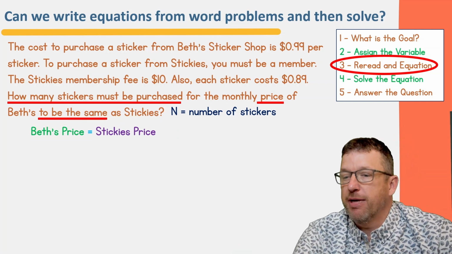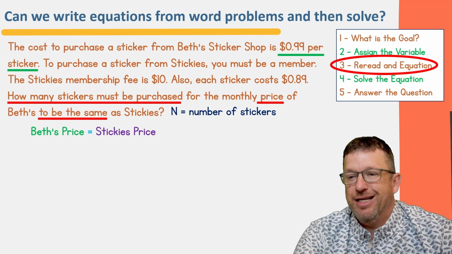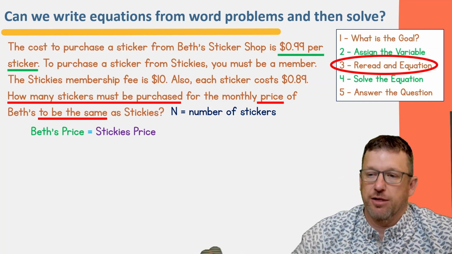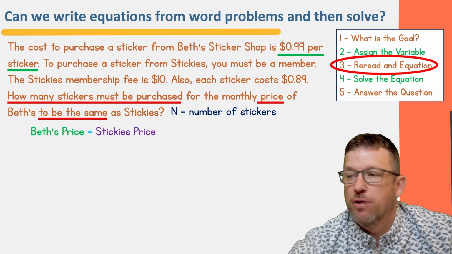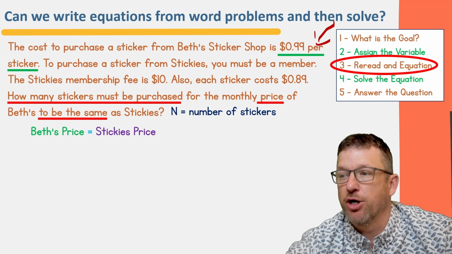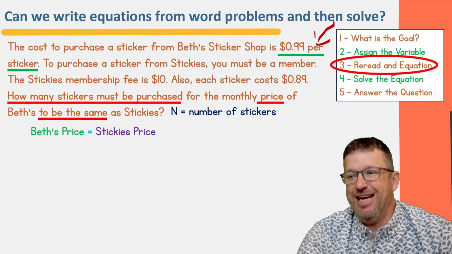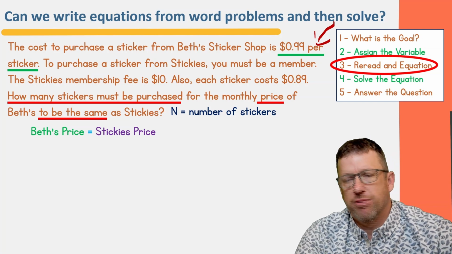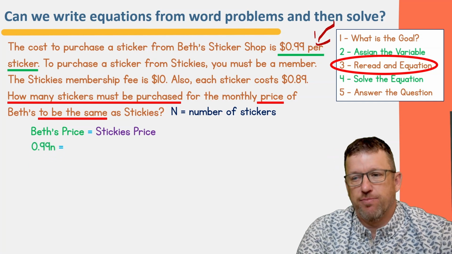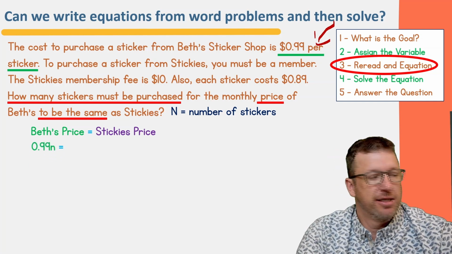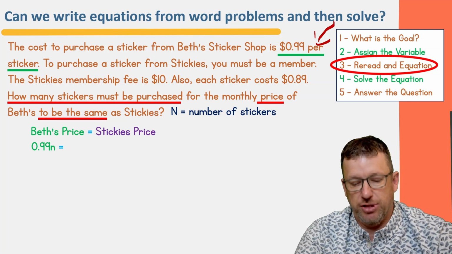All right, so let's dig into that. Let's make an equation. Let's start with Best's price. What do we need to know about Best's price? Well, it's 99 cents per sticker. Now, remember I was telling you those little keywords that we want to focus on? Well, there's one right there: per. Per almost always means multiply. So it's 99 cents per sticker. Don't we have a letter that stands for sticker? That's right. So it's 0.99, 99 cents, times N. So that would be Best's price.